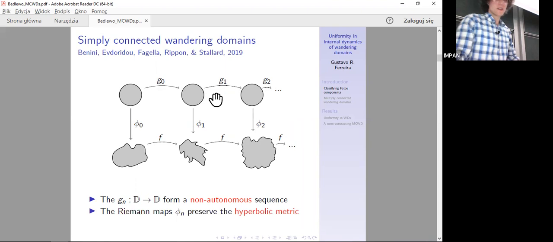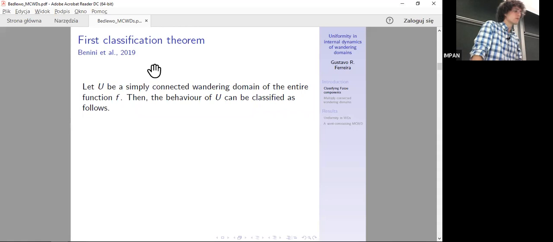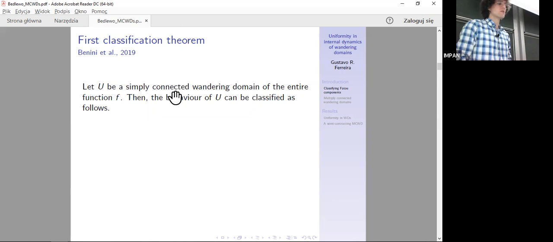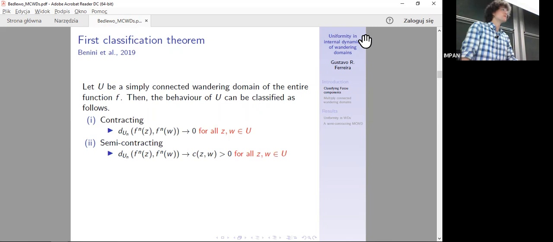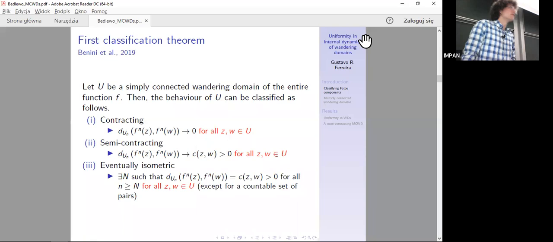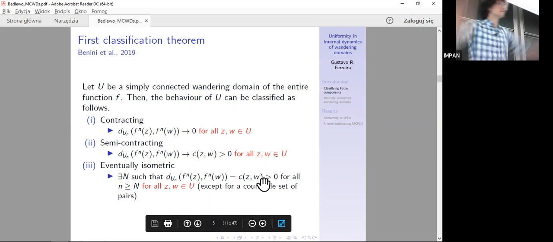And that allowed them to prove the following classification theorem. If you take any simply connected wandering domain of some entire function f, then the behavior of it falls neatly into one of the three following categories. It's either contracting, meaning that the distance between pairs of orbits goes to zero for every pair of orbits. Semi-contracting, in which case the distance between different pairs of orbits decreases but never reaches zero because the orbits are socially distancing. Or it's eventually isometric, which means that eventually every pair of points freezes at a fixed distance from each other, except maybe for a countable set of pairs that has the bad luck to collide before that happens, but we won't talk about them.